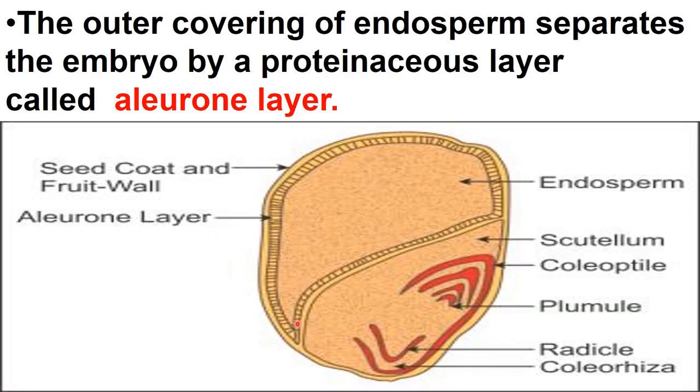So this complete layer present here, you can see this different type of structure. This is aleurone layer and this is made up of protein. Okay, and what is its function? It is separating the embryo from the endosperm, right? Now the complete monocotyledonous seed is covered by seed coat. Okay, so this is seed coat and just outside the seed there is fruit wall also. Okay, so seed coat and fruit wall are present here on the outer side.